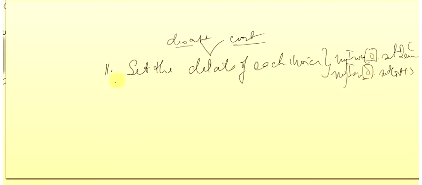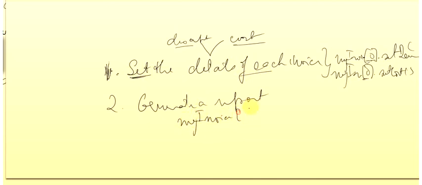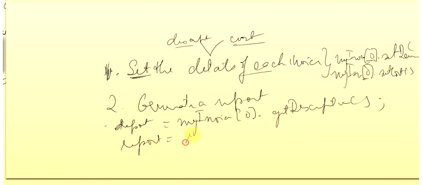The second point is, once we set it, to generate a report. Generating a report is very similar to this, but this time rather than setting, we get the values. So you would write something like my invoice bracket 0 dot get description, and because this returns a string, we could store it in a variable. So you could say report. To this report we can also add my invoice 0 dot get cost.